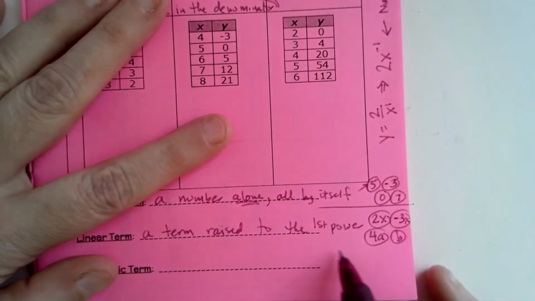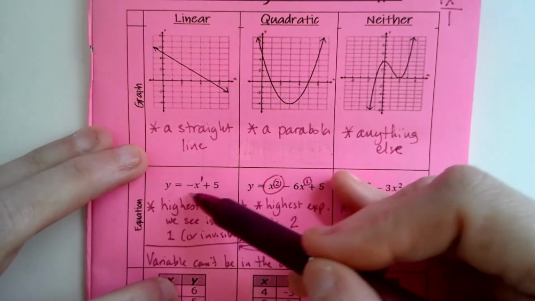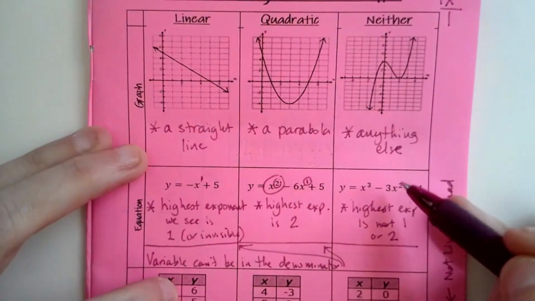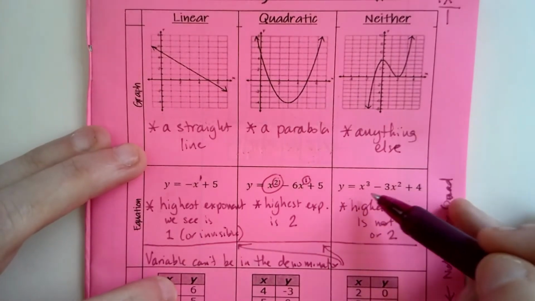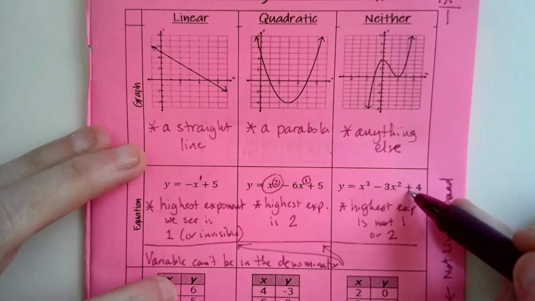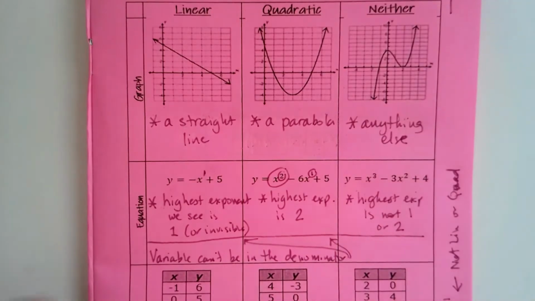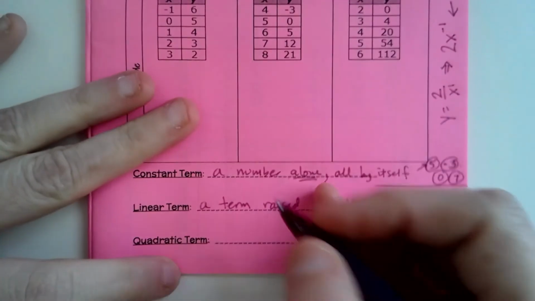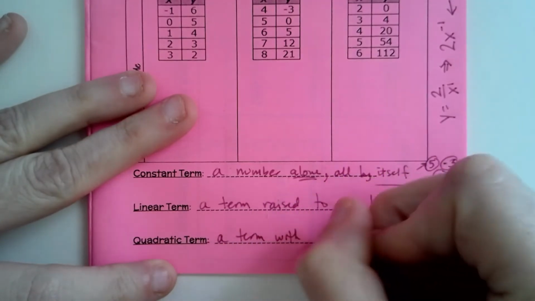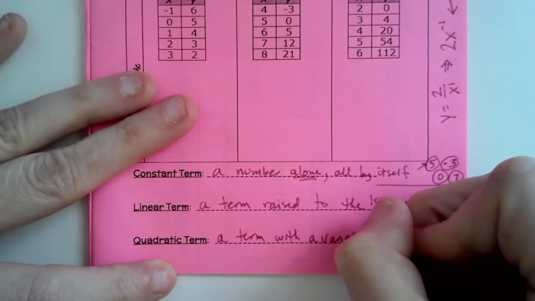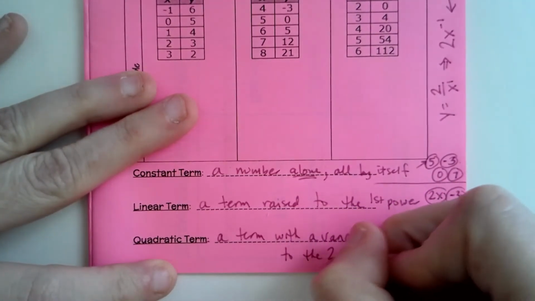Okay, let me put a line here. So up here, negative x would be my linear term. Negative 6x, negative 3x. I'm sorry, no, there is no linear term in this one because I have b to the third, c to the second, d to the first, and a to the fourth. So there is no linear term in this one. Or you could say 0x. Okay? Now for a quadratic term, I'm looking for a term with a variable raised to the second power.